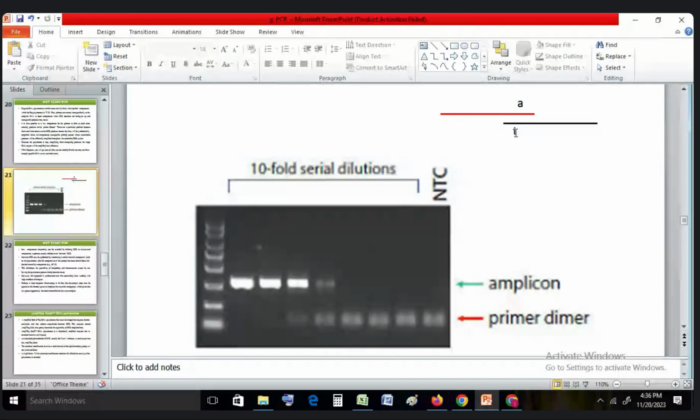Now think, when you are adding the template, in most cases, what is the status of the template? Double stranded or single stranded? Sir, first at denaturation time it becomes single stranded. No, I am saying about during PCR preparation. When you put your tube on the PCR machine, everything starts. I am not talking about that time.